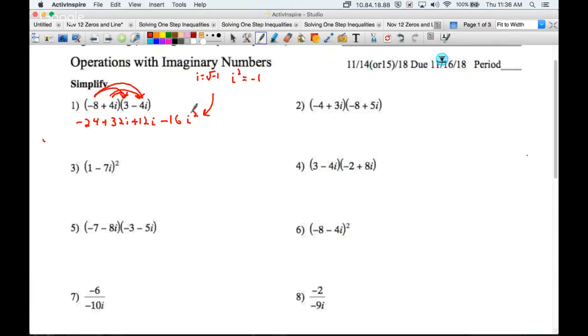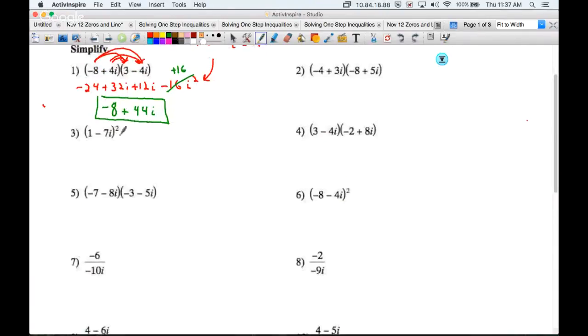So negative 16 i squared is the same as negative 16 times negative 1. This is the same as a plus 16. All right, so I can combine that plus 16 and that negative 24 to get a negative 8. And then the imaginary parts combine to get me a plus 44i. All right, so that's how we multiply.